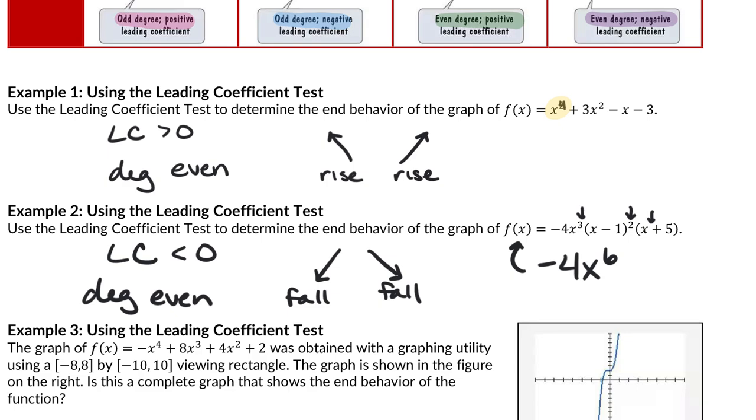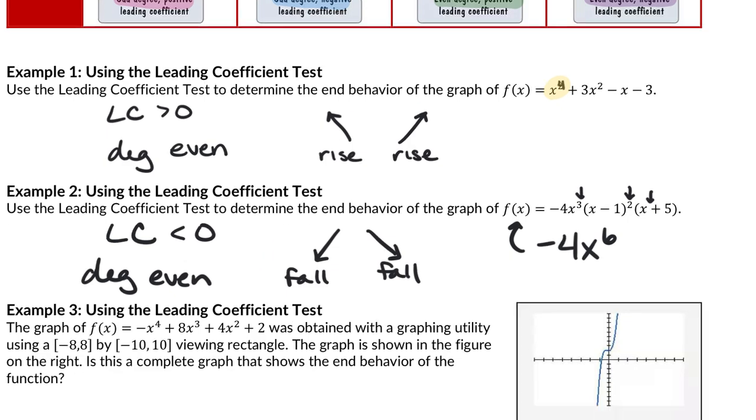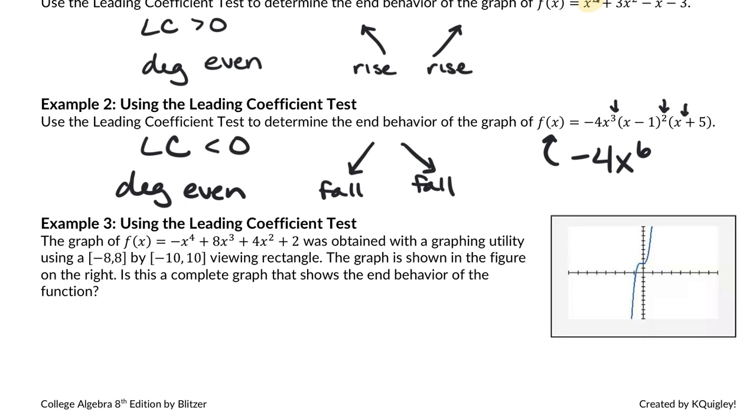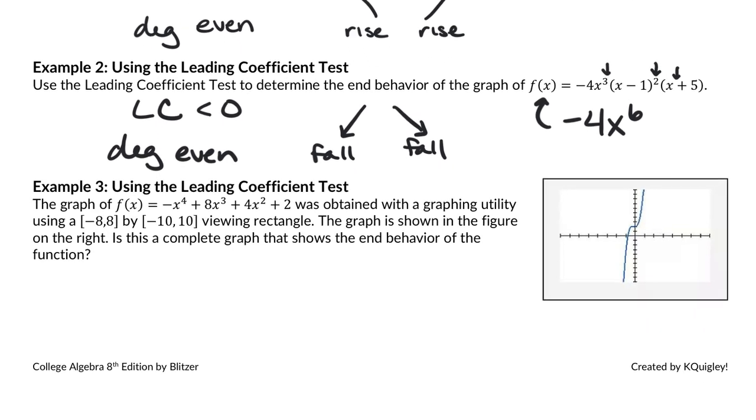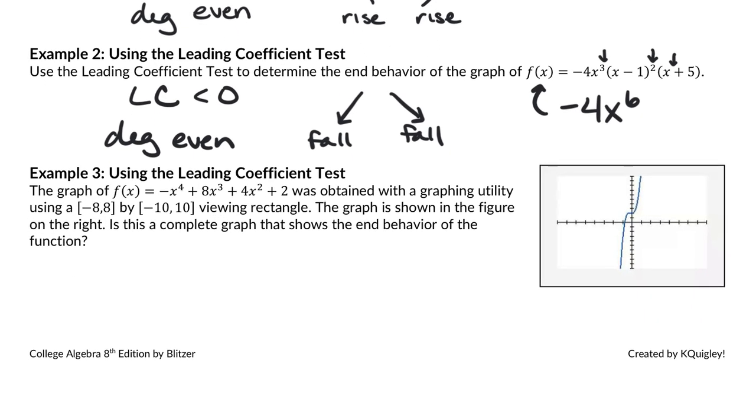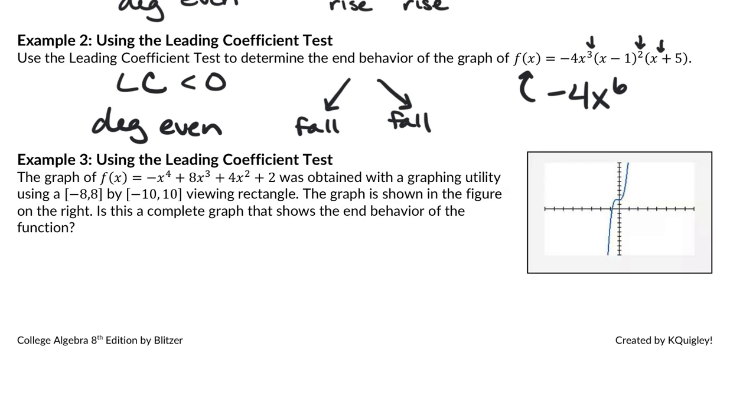A piece beyond this, going past just doing the arm motions, is using the leading coefficient test to decide if something is all of the information we need. It says the graph of f of x is obtained with a graphing utility using a negative 8 by 8 by negative 10 by 10 viewing rectangle, which means it's negative 8 to 8 and negative 10 to 10. That's what we're looking at.